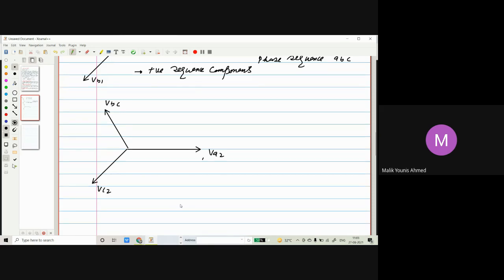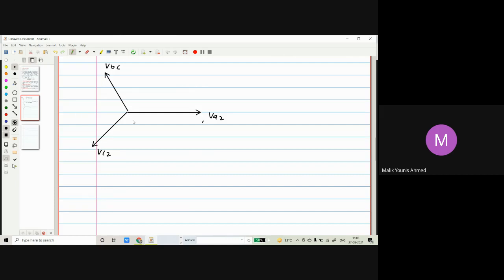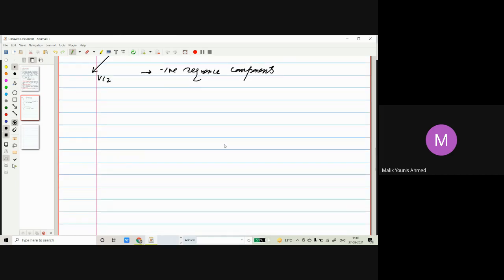So this is what we call the negative sequence components. So I'll write it here. Negative sequence components. Okay, let's move to the zero sequence. Zero sequence: three phases are equal in magnitude, but there is no phase displacement, so they're very easy for us. So next is zero sequence components.